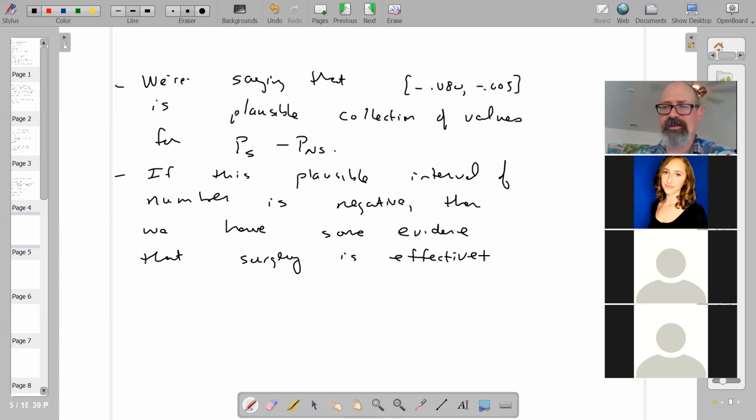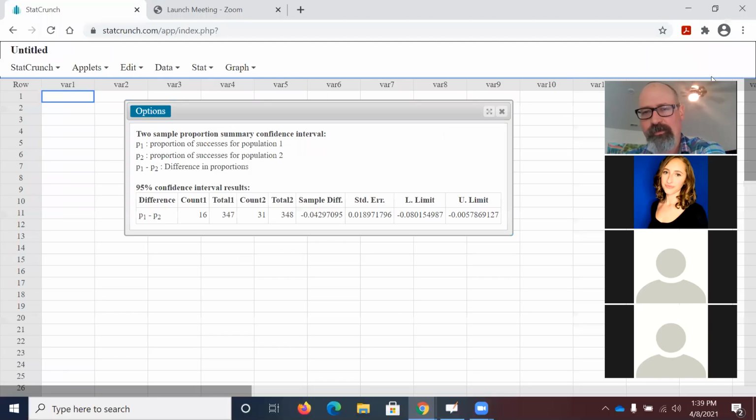And the reasoning is that if that range of values is negative, that means that the rate associated to PS is estimated to be lower than the rate with no surgery. So people tend to do better. It's not that surprising, possibly, because if you look at the point estimate itself, the sample difference is negative 0.04. But in this case, I think that the standard error is relatively small, so you never really get above 0.